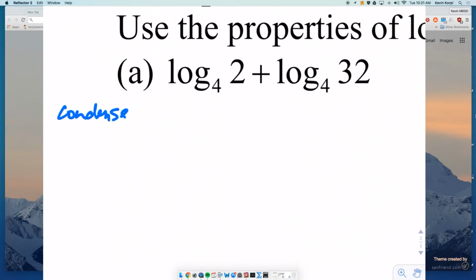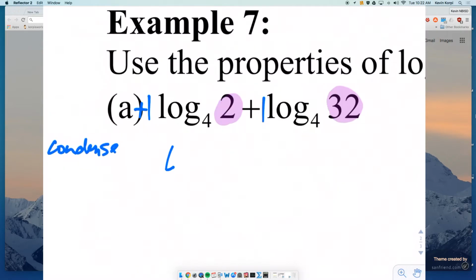We have log base 4 of 2 plus log base 4 of 32. They're both log base 4s. The coefficients are already 1s, and they're both positive. So I can condense. So I'll pull a log base 4 out front. And because they're both positive, the 2 and the 32 get multiplied where, Trevor?